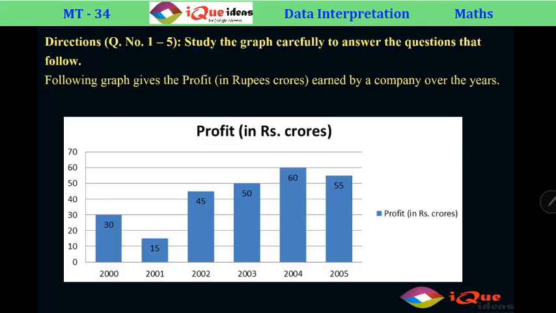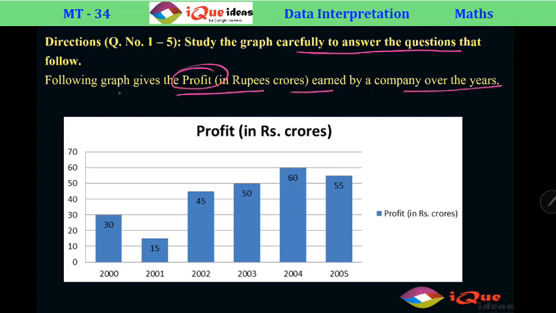Hey guys, there is another exercise, BZMT34. It is based on data interpretation again. Let's look at the first set of questions. This says, study the graph carefully to answer the questions that follow. The following graph gives the profit in rupee crores earned by a company over the years.